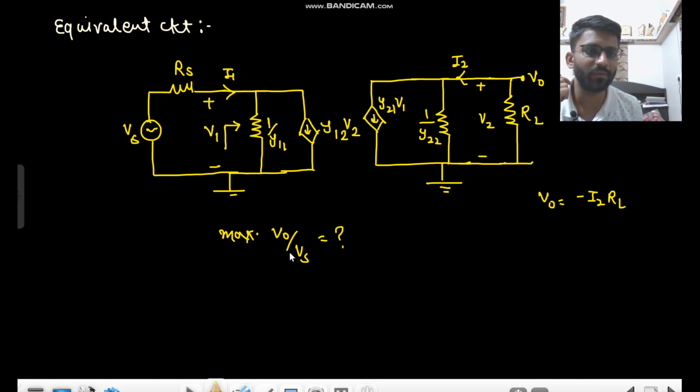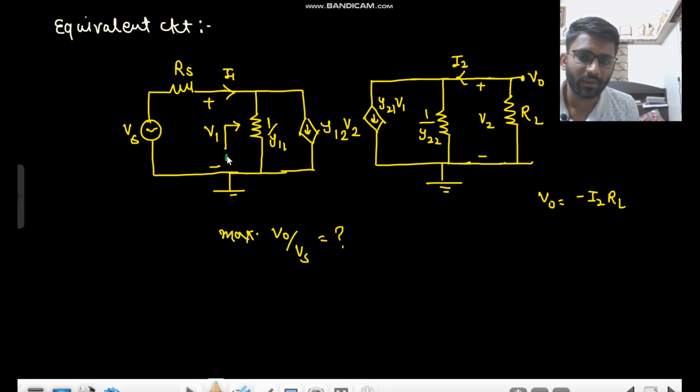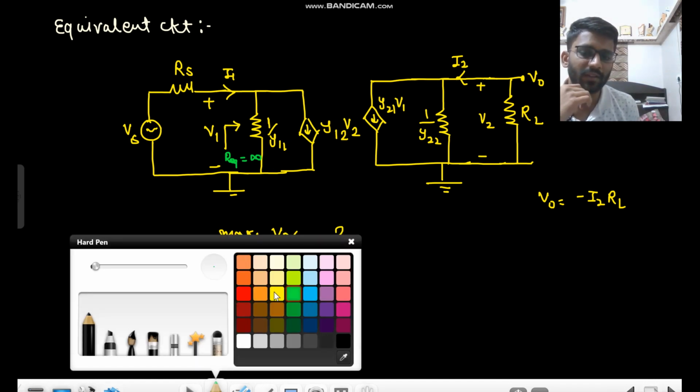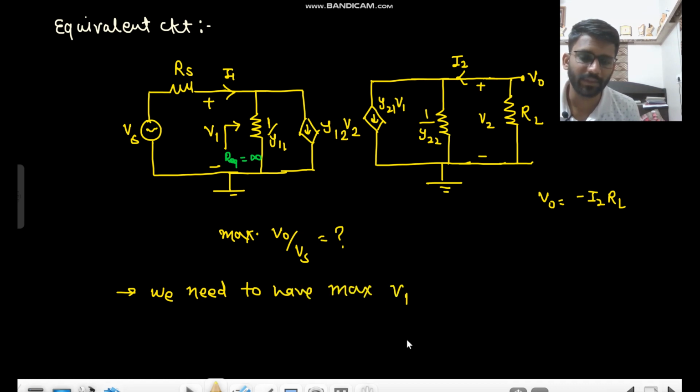If you want maximum V1, what should you think? The resistance seen through this terminal should be infinity. If we have infinite impedance here, then there will be no current, so this Vs would be equal to V1. So what can we write? We need to have maximum V1.